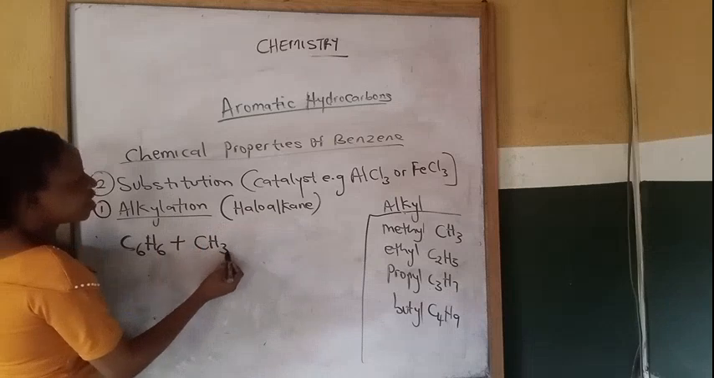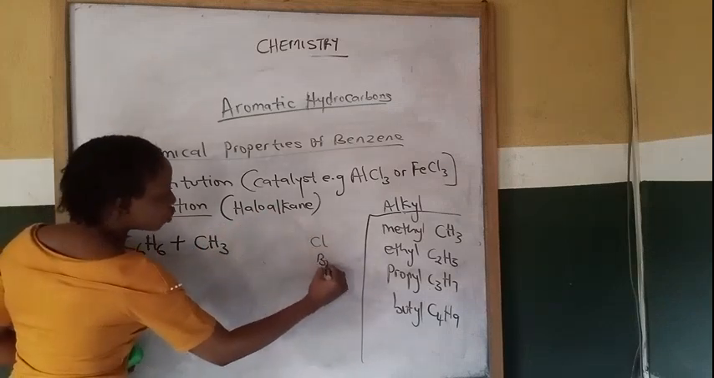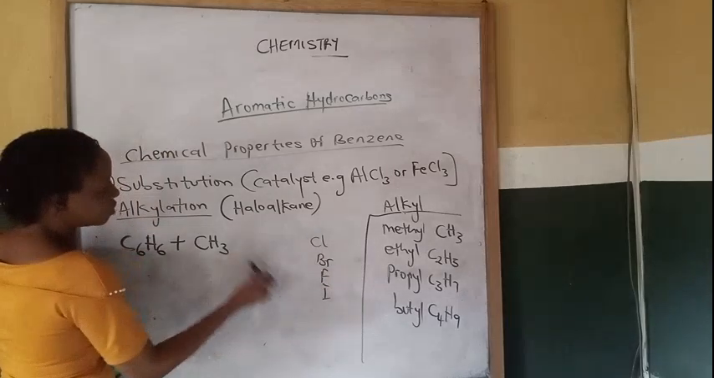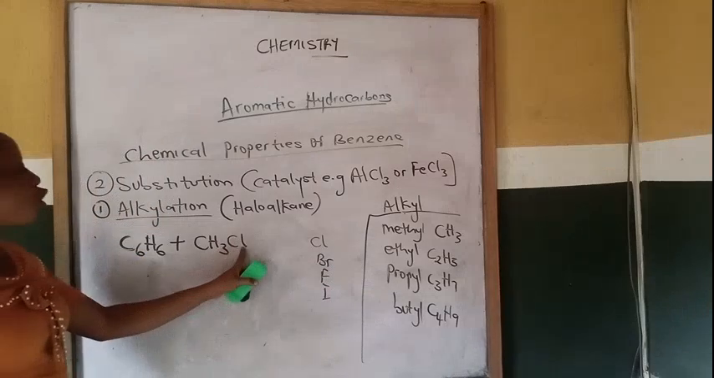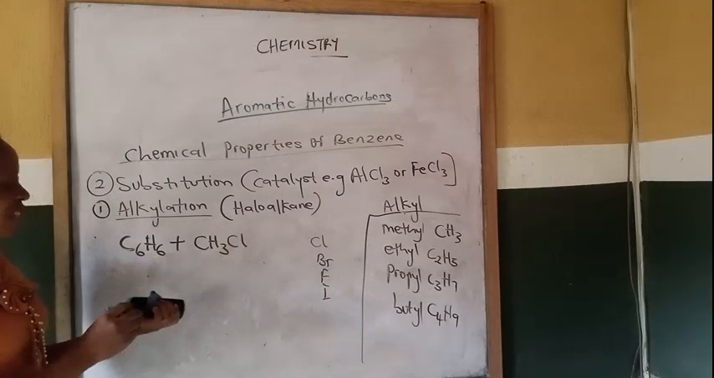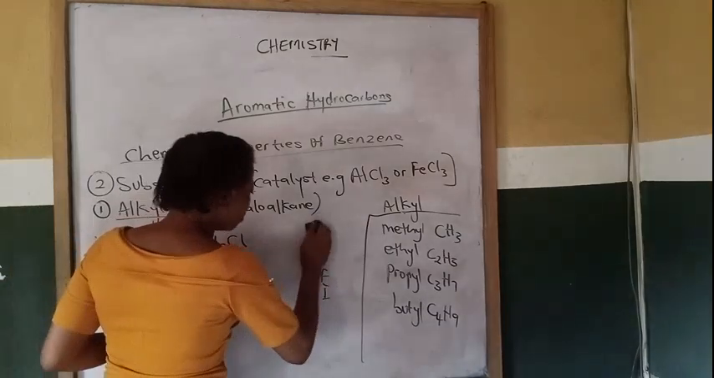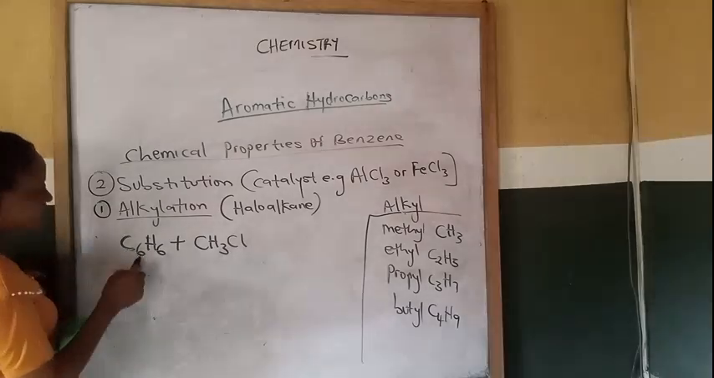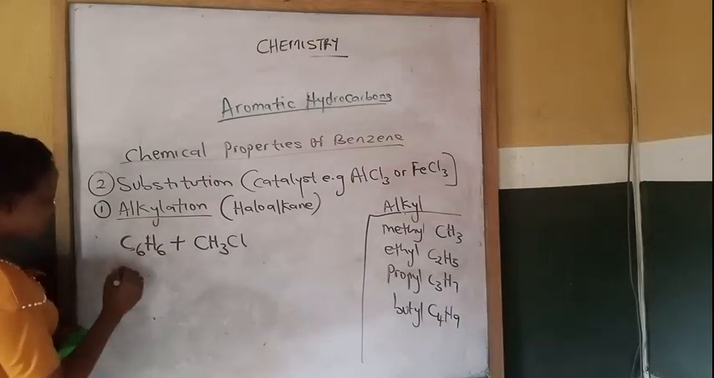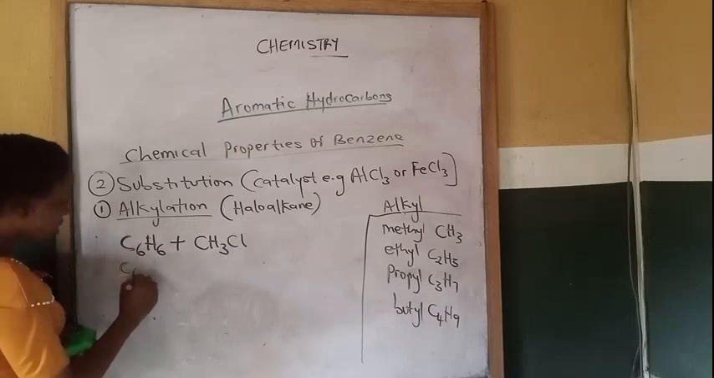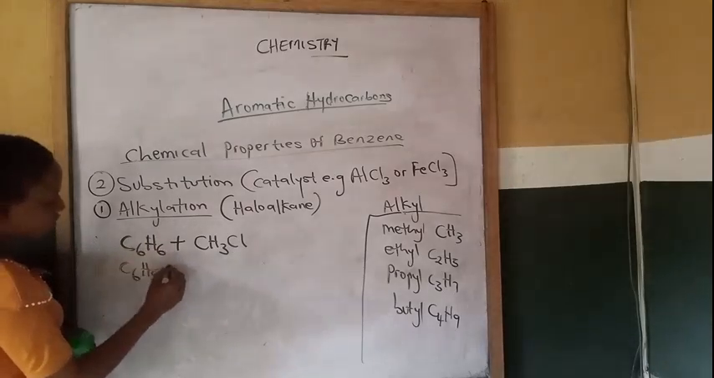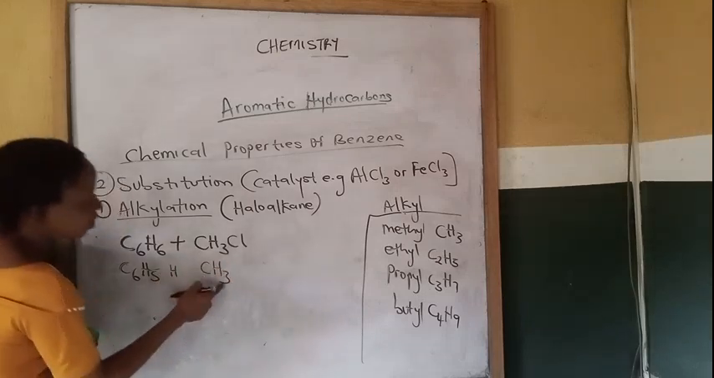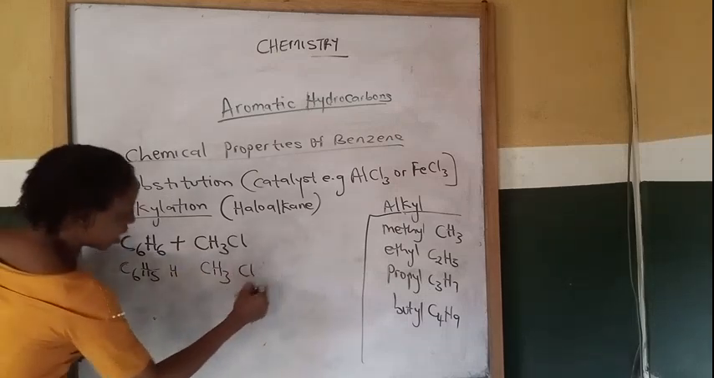So let's continue. When you take methyl and add a halogen to it, it will give you a haloalkane. So methyl CH3, then halogen. You can use chlorine, bromine, fluorine, or iodine. Let me use chlorine first. So this is chloromethane, because CH3 is from methane. Now, how are we going to form our products? From this C6H6, we release one hydrogen atom, so we are going to have C6H5. The chloromethane will now decompose to CH3, an alkyl group, that is methyl, and chlorine, that is halogen.